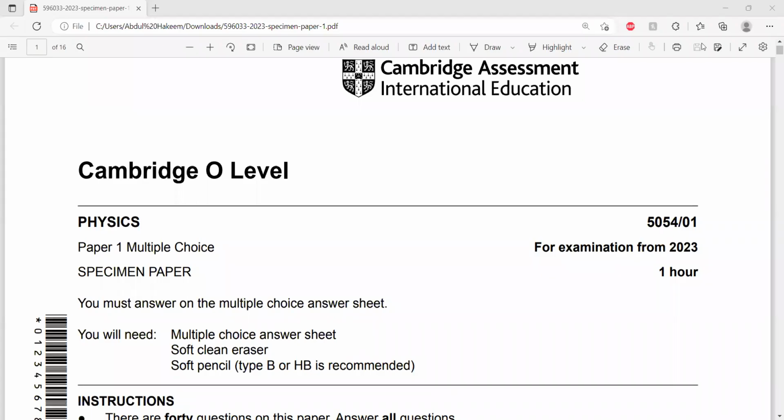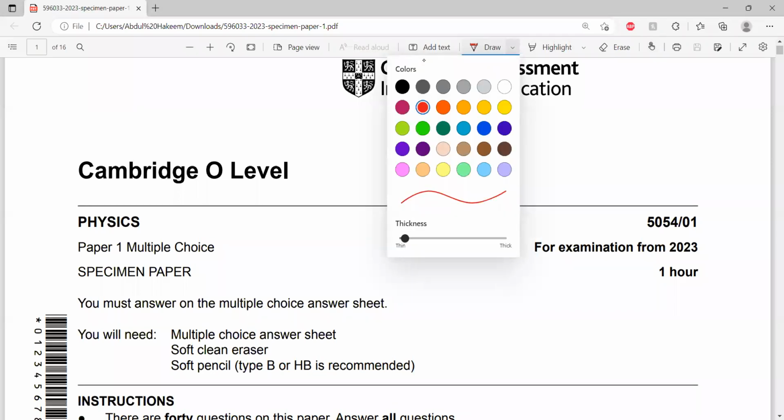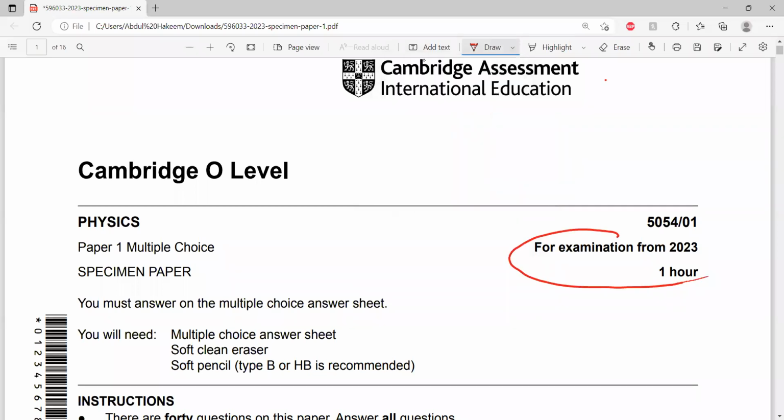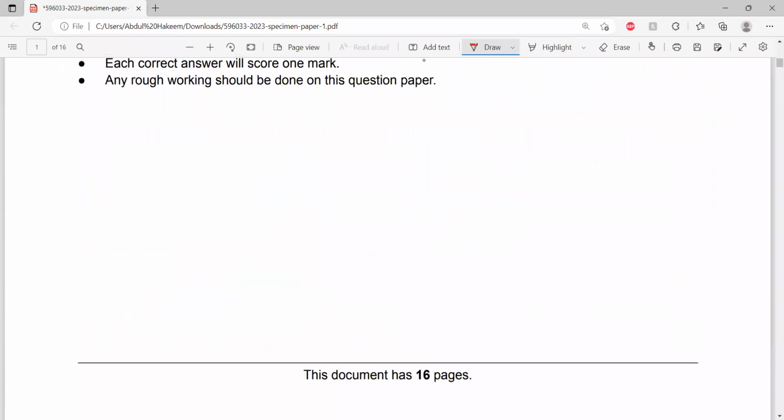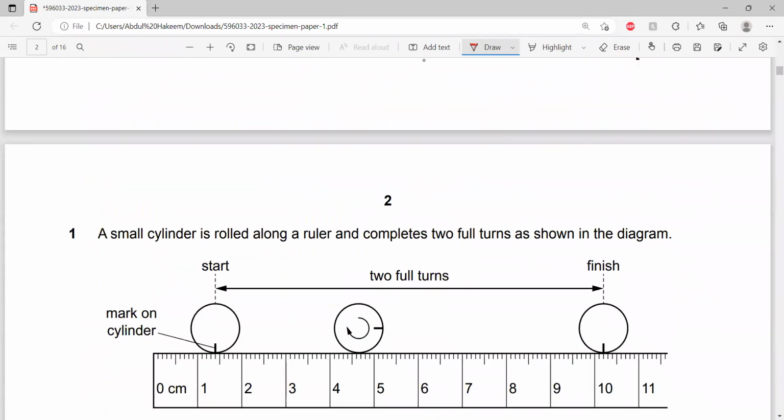Vita, look at the paper. This is paper 1, for the examination 2023, and this is the specimen paper, meaning the sample paper. Move to question number 1. Look at the question.